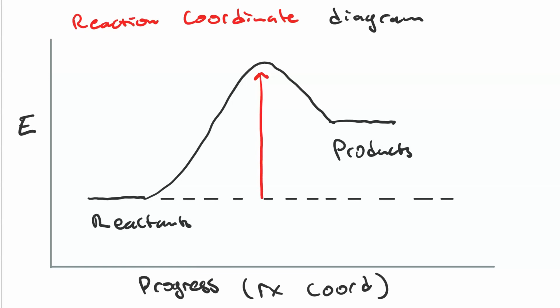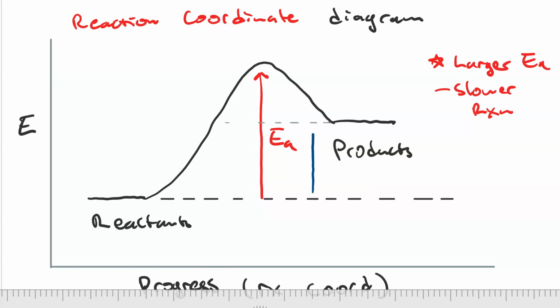The energy difference between the reactants and the peak is called the activation energy. The larger the activation energy is, the slower the reaction because a smaller fraction of collisions have enough energy to break the bonds on the reactant side. The difference in energy between reactants and products, that is the energy of the products minus the energy of the reactants, is the delta E of the reaction. Sometimes we use delta H for that as well. That's just the energy difference or the enthalpy change.